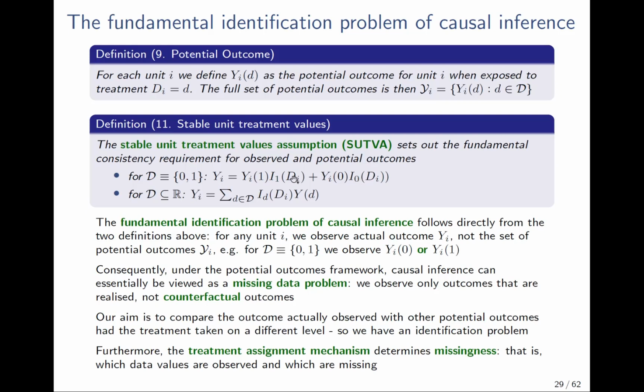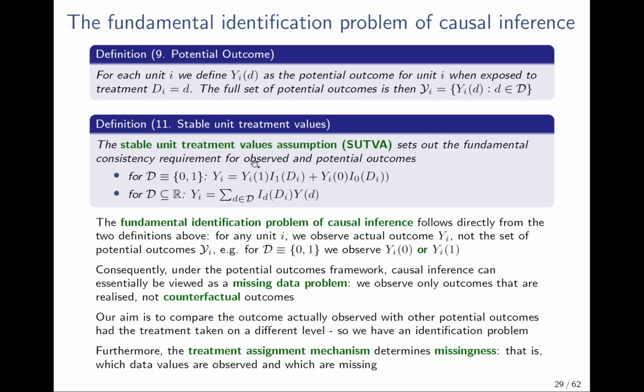If the unit is untreated, we observe the potential outcome under control. That is, we observe this bit of the expression here, but we don't observe this bit. So potential outcomes and observed outcomes are consistent. They correspond according to the treatment actually assigned. The observed outcome will equal yi(1) if the unit's treated. It will equal yi(0) if the unit is untreated.